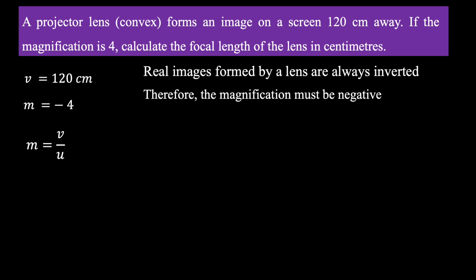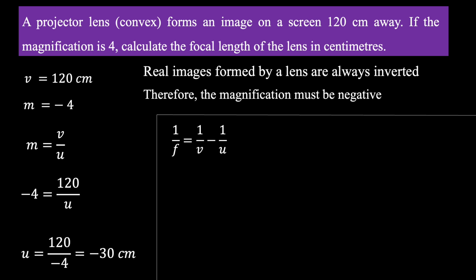Now, we know that this is the formula for magnification. M is equal to V divided by U. Let's substitute the given values. -4 is equal to 120 divided by U. So U is equal to -30 centimeters. Now we can use the lens formula and obtain the F value, the focal length. 1 by F is equal to 1 by V minus 1 by U.